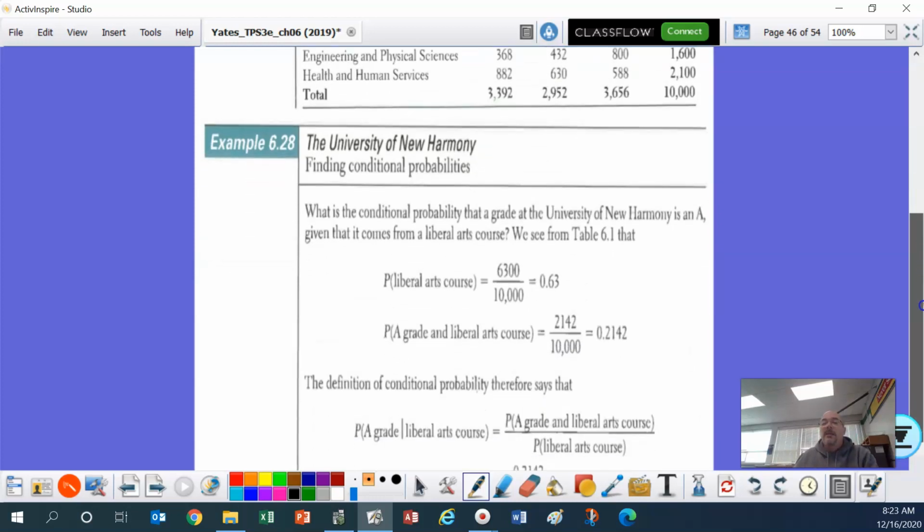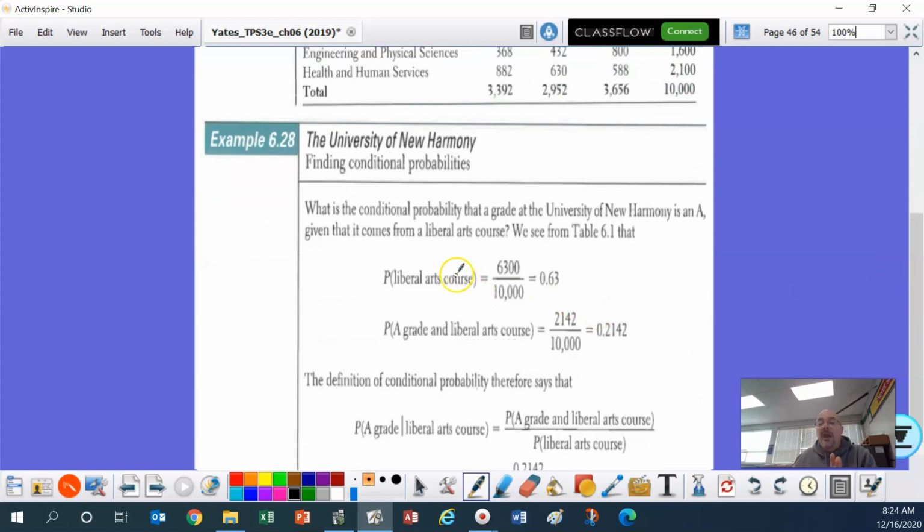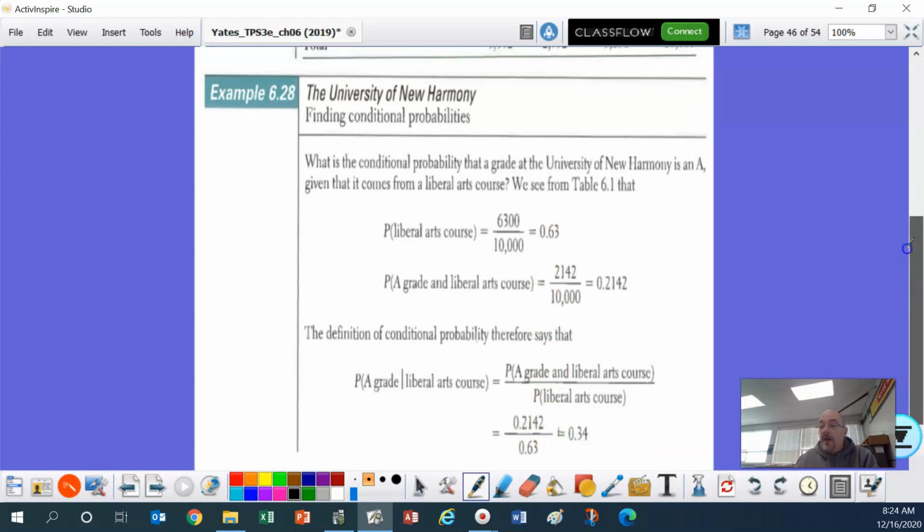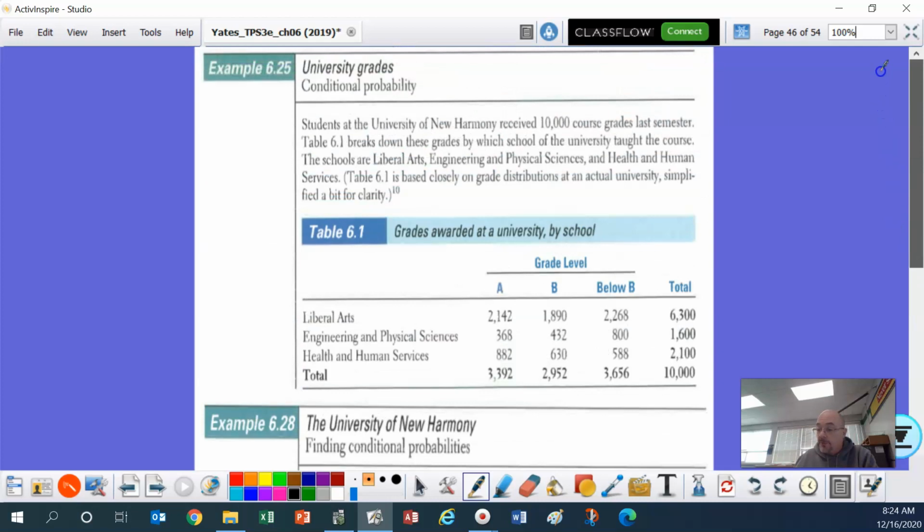Okay, and then we're given finding the probability of liberal arts. Okay, so take time to look at this example. I'm not going to go into detail because my video is already 22 minutes long and I got to get through a bunch of other stuff. The definition of conditional probability. Okay, so here it's showing how to use that conditional probability and where they came up with the numbers. Okay, they found this information and then they use that information to find the probability of that condition. All right, again, look at example 6.25 and example 6.28.